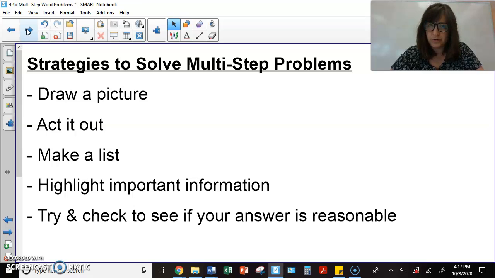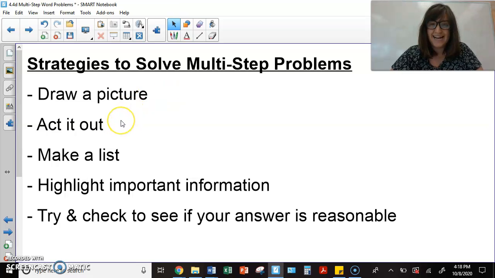When you're looking at a word problem, the reading comprehension is really important. So there's not just one way that you can go about solving a multi-step problem. There's many different ways, and different strategies work better for different people. Some people might find that it is helpful to draw a picture to kind of visualize what's going on in the problem and what information you might need to know.